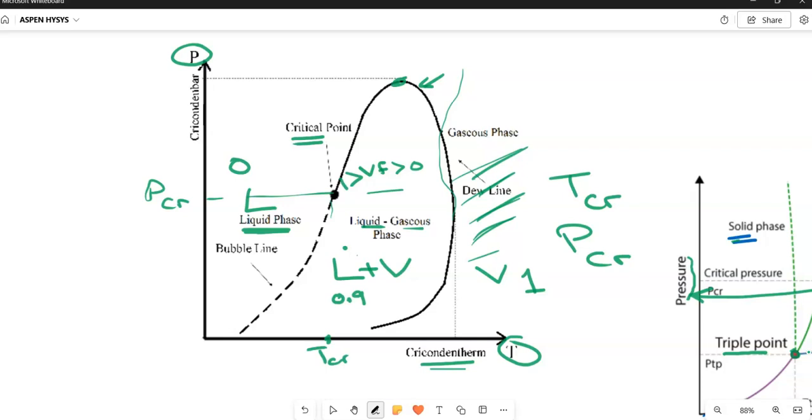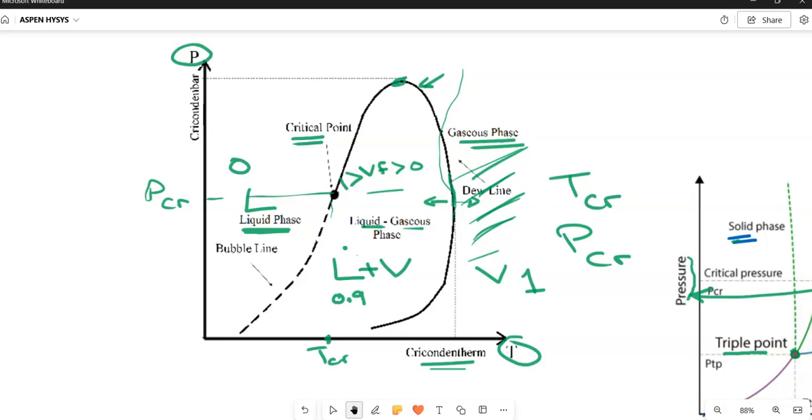Okay, so before this line, in this section, we can have a mixture of gas and a liquid. After this temperature, we can't have a mixture of gas and liquid, it will be only in the gas phase. So the Cricondentherm is the highest temperature at which a mixture of gas and a liquid can coexist together at a specific temperature.